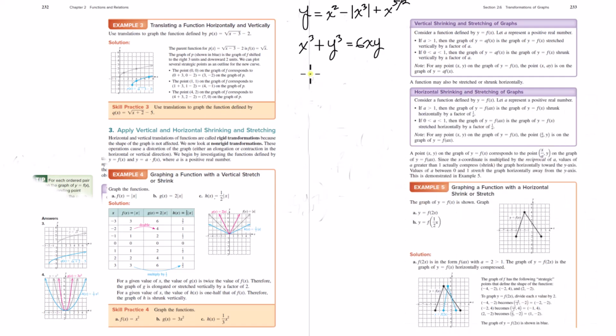All right, but same idea as translations. I could shrink about the x-axis and at the same time stretch about the y-axis. Like you could do both. I could apply a shrink and a stretch, about the y-axis, about the x-axis, and also a horizontal or vertical shift. And at the end of this video, we'll talk about there's an order you want to do transformations in so you don't screw up your graph. But you can apply all types of transformations.